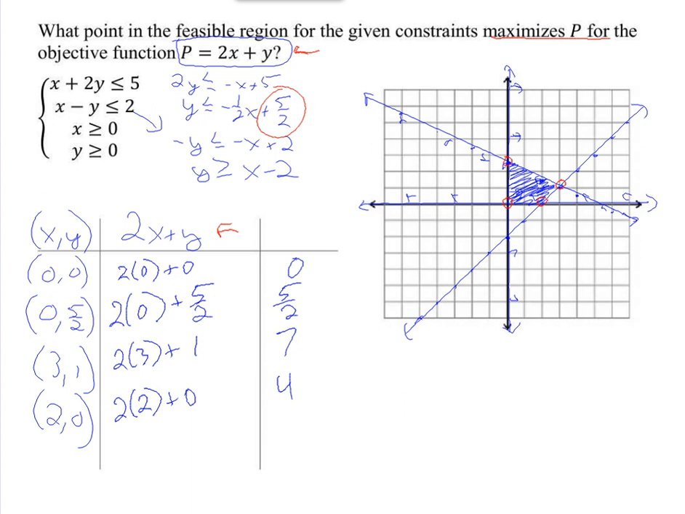So now that we have used the objective function with all of our vertices, we look to see that we are trying to maximize. So that means we're going to look for the biggest result that we got. The biggest result was this 7 right here, which means that this ordered pair right here maximizes the objective function. So the answer to this problem then is 3, 1.